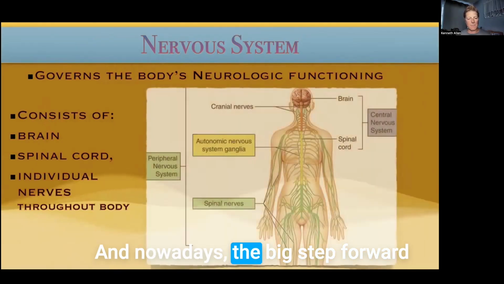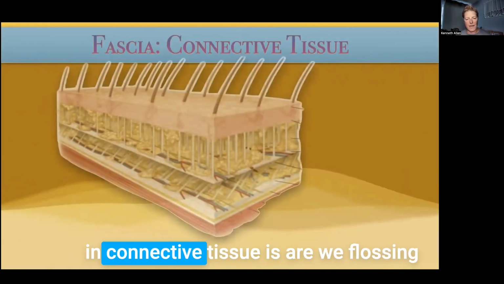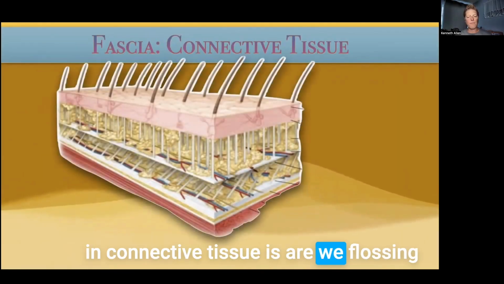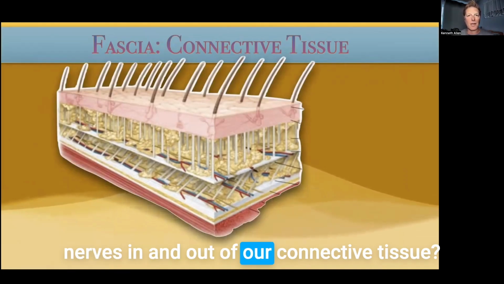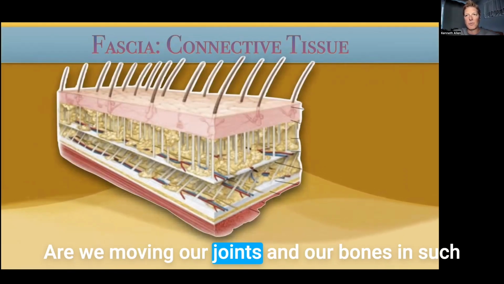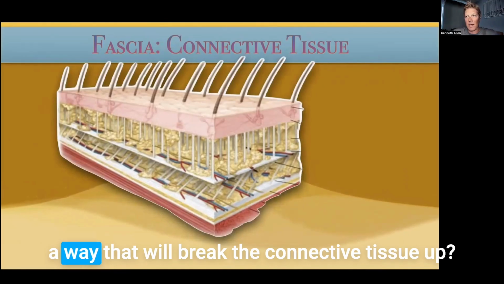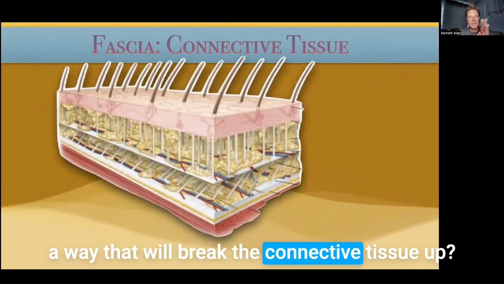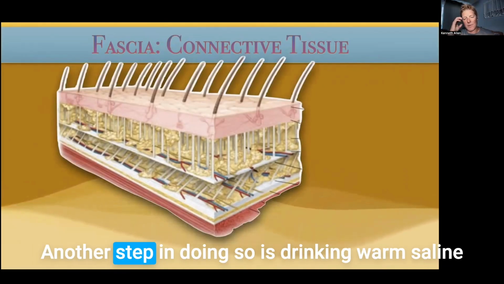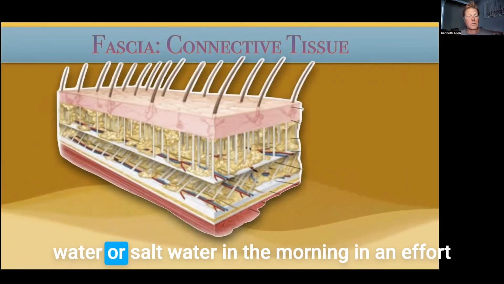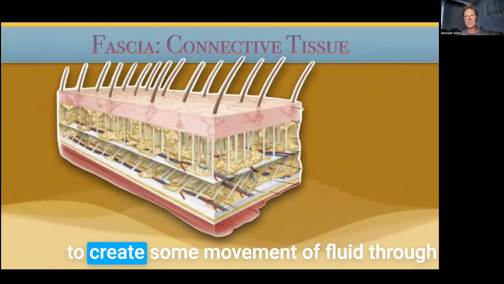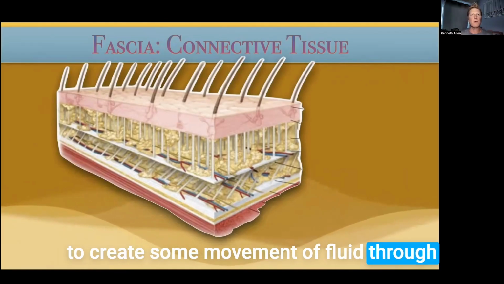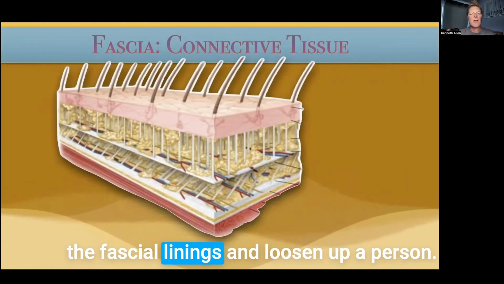And nowadays, the big step forward in connective tissue is, are we flossing nerves in and out of our connective tissue? Are we moving our joints and our bones in such a way that will break the connective tissue up? Another step in doing so is drinking warm saline water or salt water in the morning in an effort to create some movement of fluid through the fascial linings and loosen up a person.